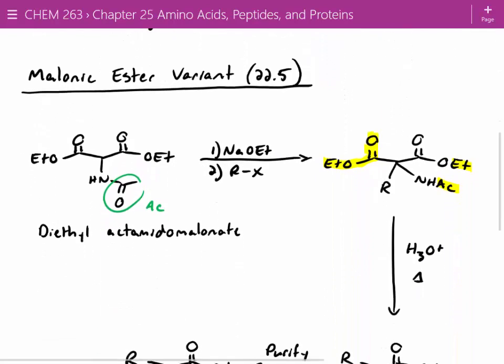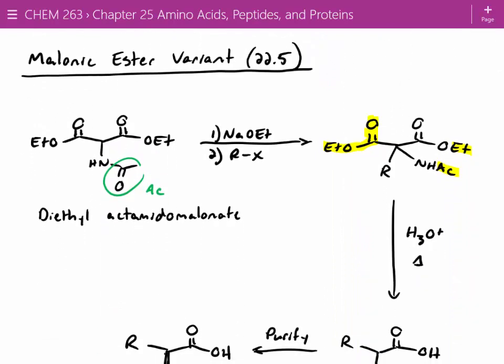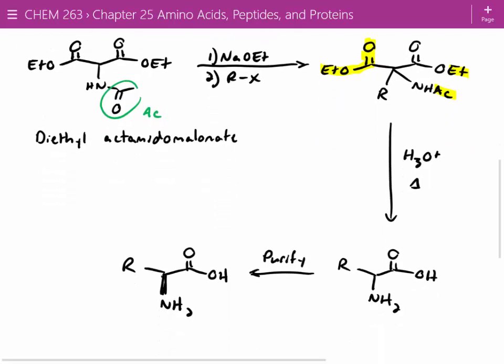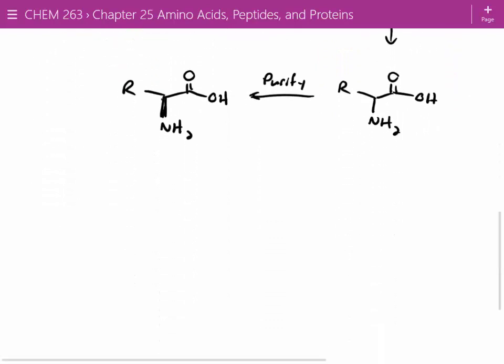The other variant we saw was the malonic ester variant, where you use diethyl acetamidomalonate. It's a mouthful. You deprotonate the alpha proton, alkylate it, and then hydrolyze everything apart in order to get to your amine. And now we have one last racemic synthesis I wanted to cover, and this is called the Strecker synthesis.